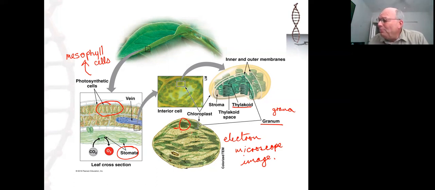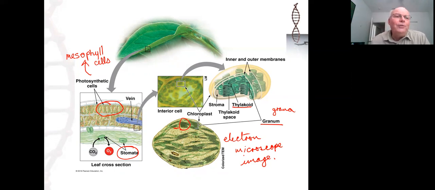And it's in the stroma that the second part of photosynthesis, the reduction of the carbon dioxide to sugar, what's known as the Calvin cycle, takes place. The capturing of light energy, well, that takes place in the thylakoid membranes. And there are several large complexes that are involved in capturing light energy that are embedded in the thylakoid membranes.